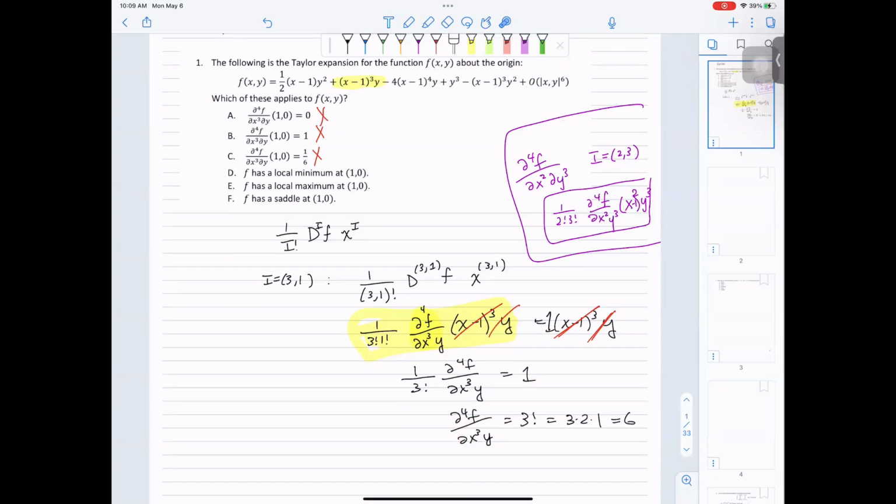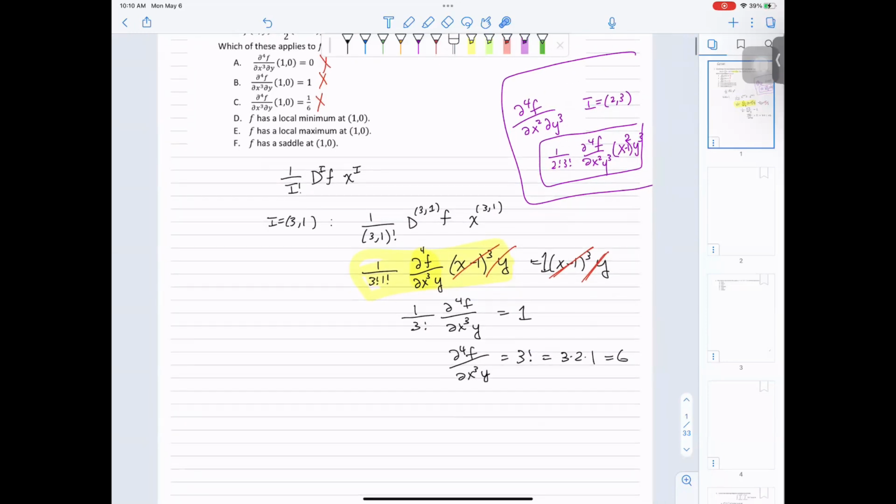So the whole process is: what does the term in the Taylor series look like? Can I find it in what they're giving me? If I can, set them equal to each other and solve. Okay, so far I know these three are not our answer choices. What else can we say?